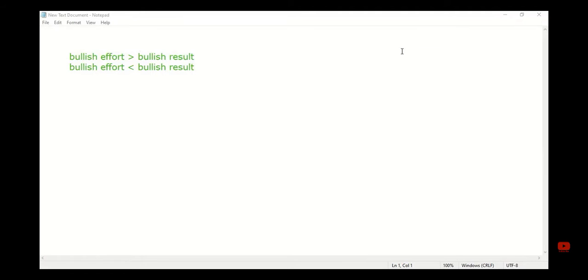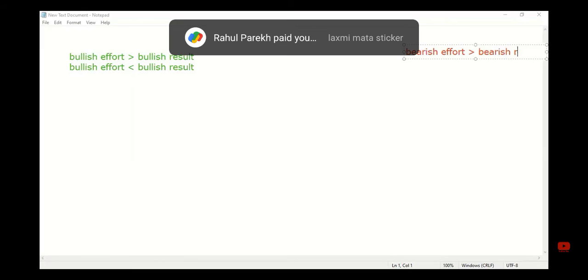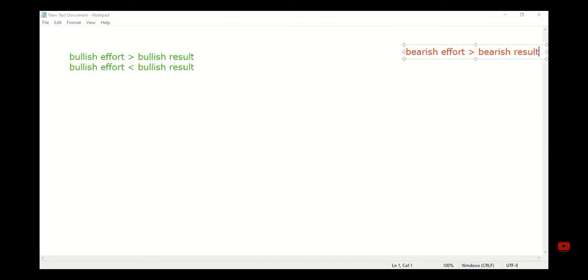Bearish effort is greater than the bearish result. Bearish effort is less than the bearish result. Okay, bearish effort is greater than the bearish result, and bearish effort is less than bearish result.